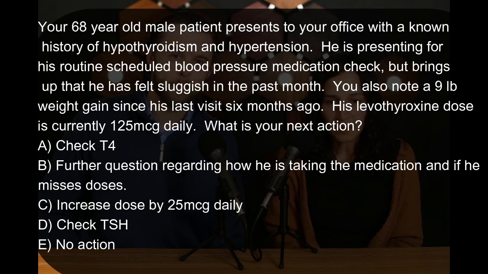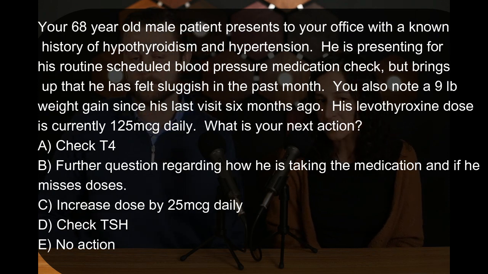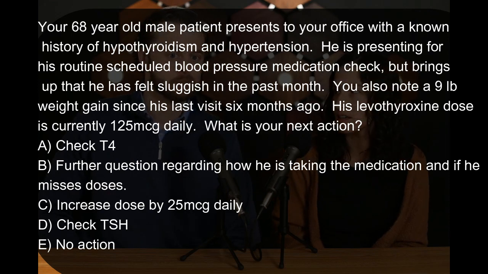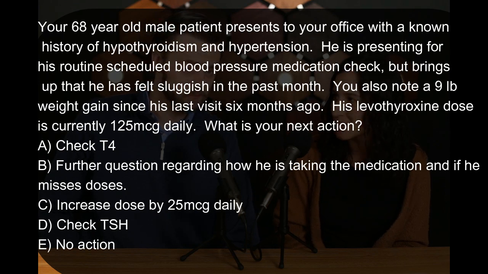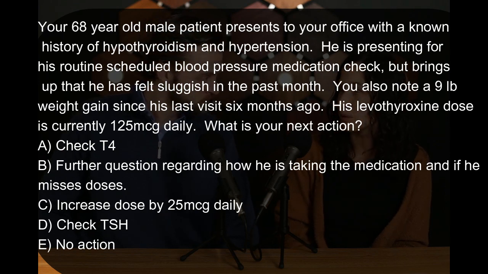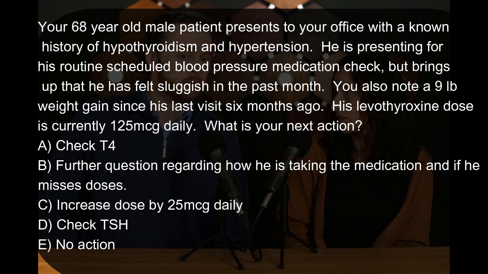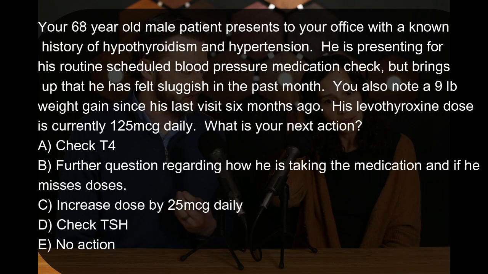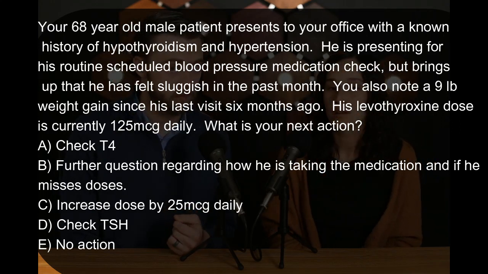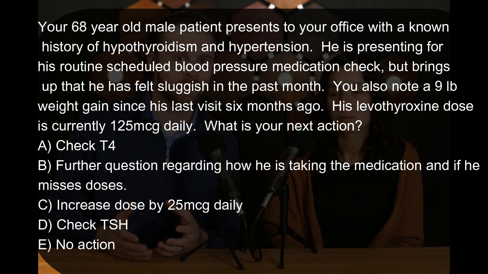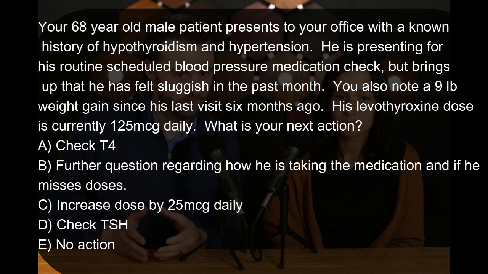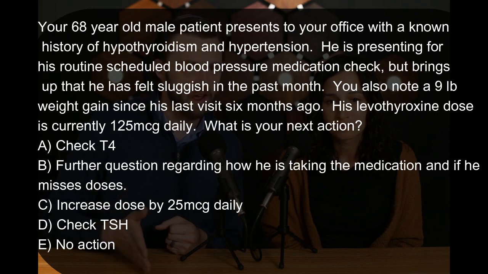So I think the A, check T4, looks interesting to me, but as you keep reading the questions, I feel that checking the TSH could be the way to go based on your presentation. That's a very good answer to look at, because checking the TSH would provide you a lot of clinical insight as to what's going on in this patient's body. But if we read the question carefully, what is your next action?